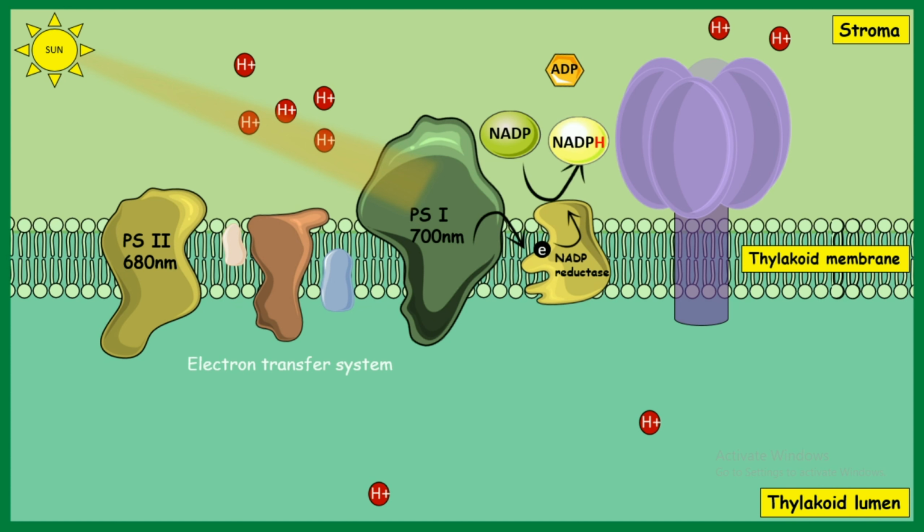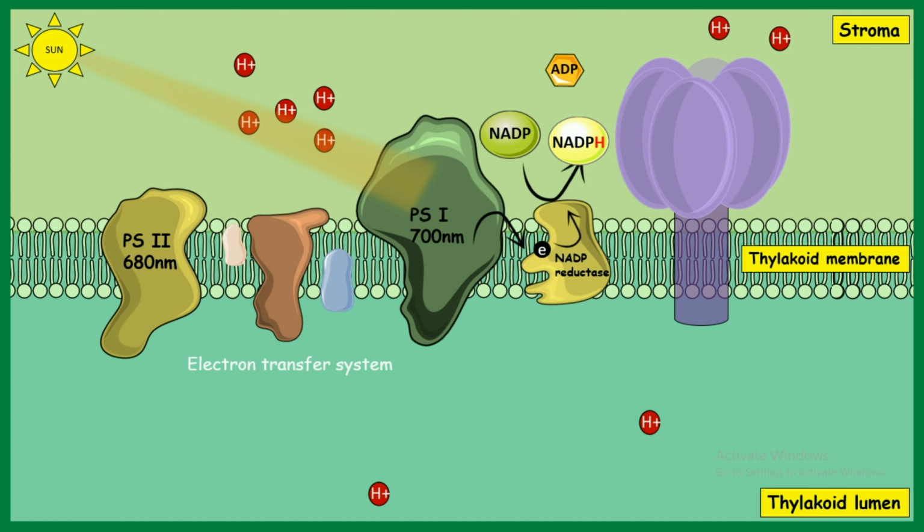Now, from reduction potential point of view, if we discuss, then we can clearly understand that when the electron in PS1 got excited, in the vicinity of PS1 there was only NADP which had a higher reduction potential, and that's why the electron moved to NADP. Because NADP has a higher reduction potential, it has a high tendency of getting reduced, and that's why it took up the electron, and this process was facilitated by NADP reductase.